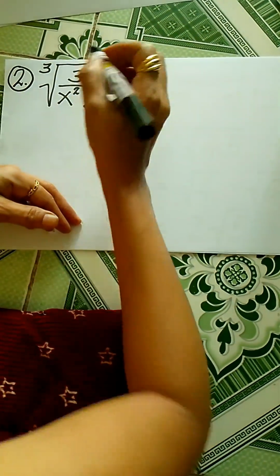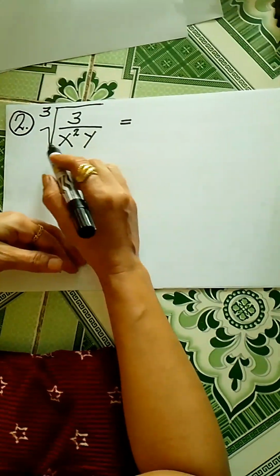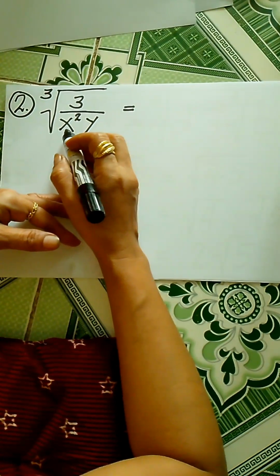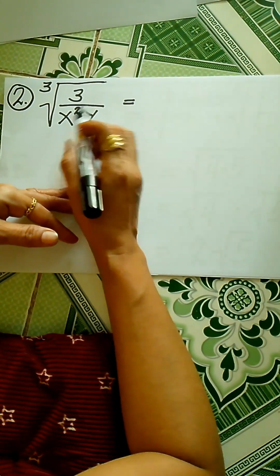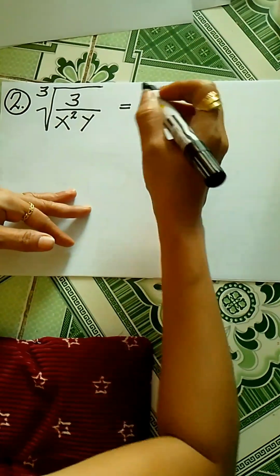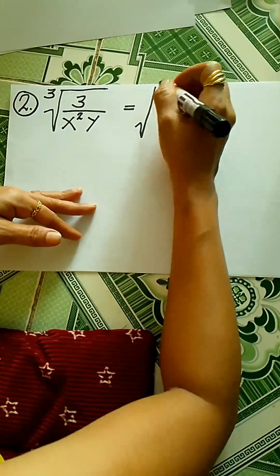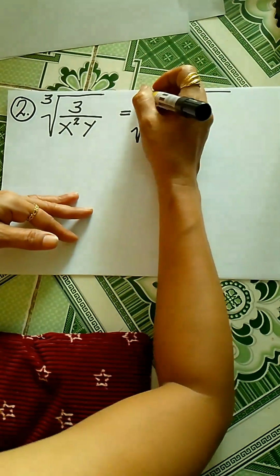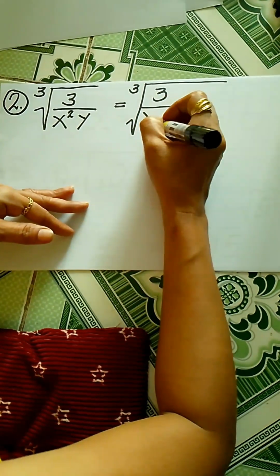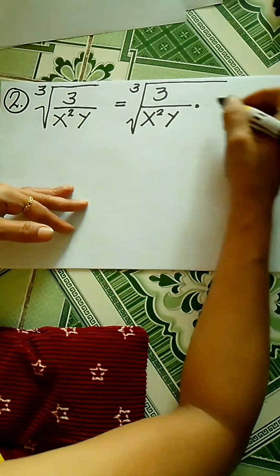So number 2 na, isulat ko na guys ahead of time. We have cube root of 3 divided by x raised to 4, x raised to 2y. Yan. The same procedure lang din ang gagawin natin. Okay, pwede rin natin siyang ganito isolve, ayan. So we have cube root of 3 divided by x square y.